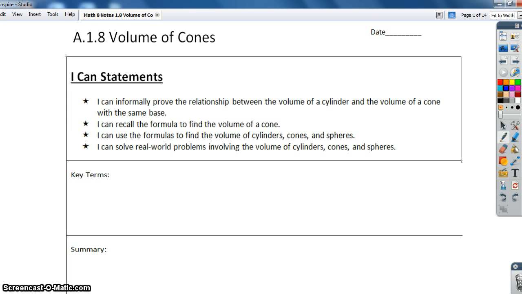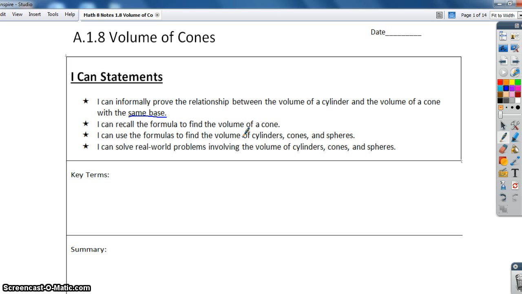1.8 volume of cones. What did we do on Friday? We did volume of cylinders and volume of rectangular prisms. Now today with volume of cones, the I can statements: I can informally prove the relationship between the volume of a cylinder and the volume of a cone that have the same base. I can recall the formula to find the volume of a cone, which you're going to have to memorize for the test on Friday. I can use the formulas to find the volume of cylinders, cones, and spheres.